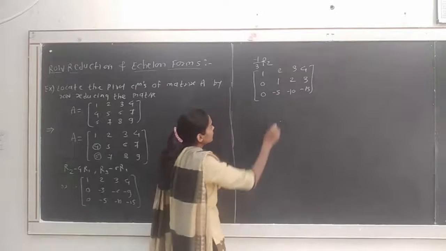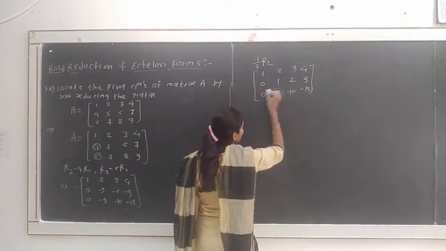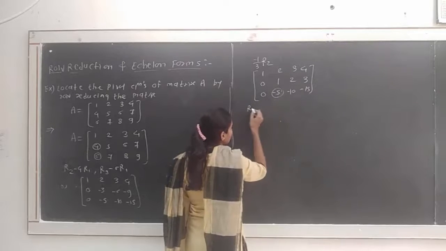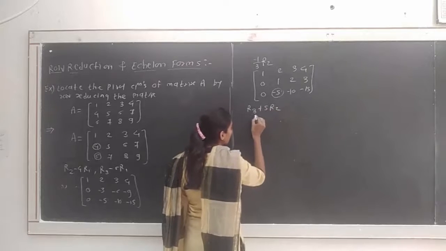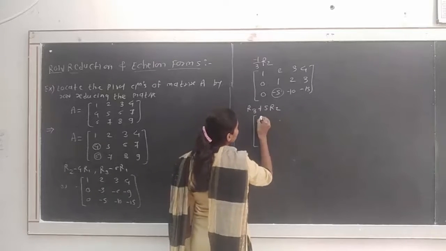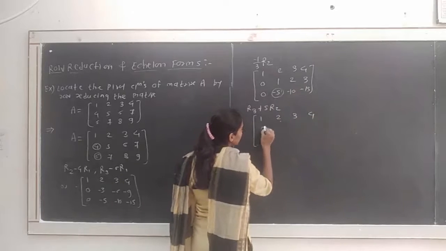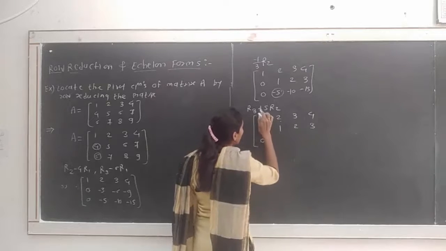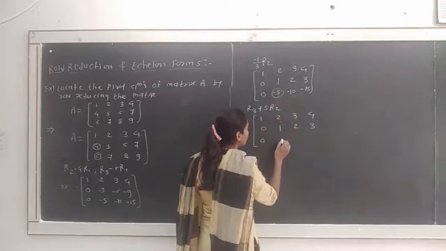Then next, we use this one to make this minus 5 a 0. So for that we apply the row operation, that is R3 plus 5 R2. Then we have to get 1, 2, 3, 4. First row will be as it is, second row will be again as it is, 0, 1, 2, 3. Then 0 plus 5 into 0 we get here 0. Minus 5 plus 5 into 1 we get 0.